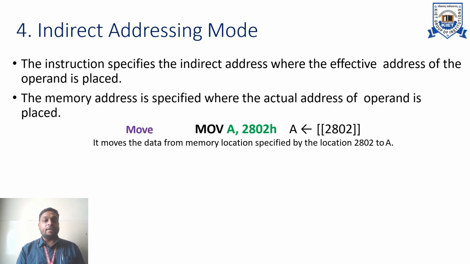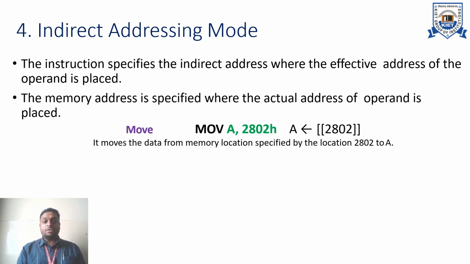Next is indirect addressing mode. Now, the difference between direct and indirect is that in the previous one, we load the content of the location specified. But in case of indirect, the content of the address specified gives the address of the operand.